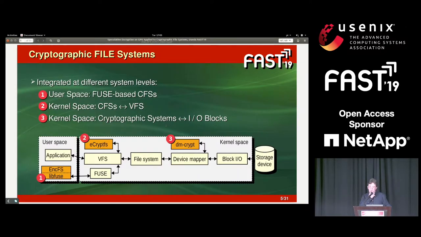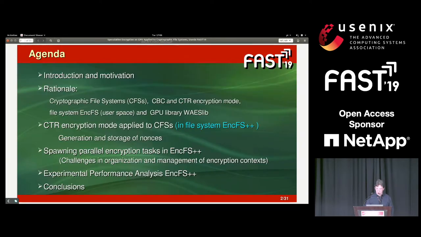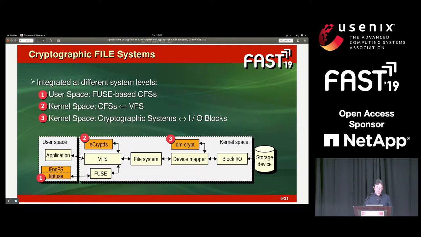Now, a cryptographic file system can be integrated at different system levels. At user space, we have a FUSE-based CFS. At kernel space, we have the encryption file system working with VFS. And at kernel space, we can also have something that encrypts at the I/O block level. EncFS uses libfuse, which is the base file system we use to experiment in this work.